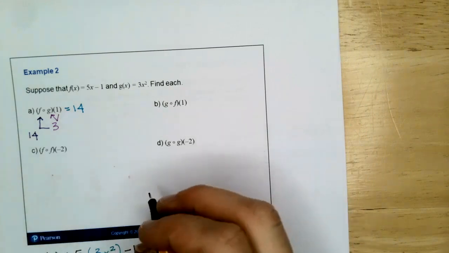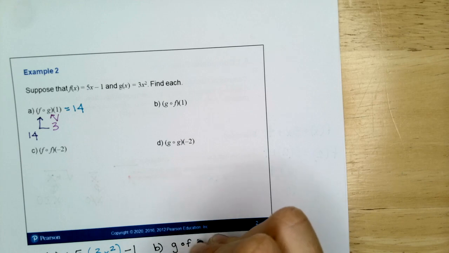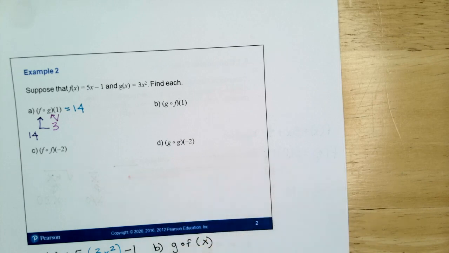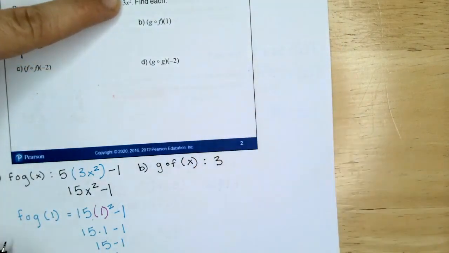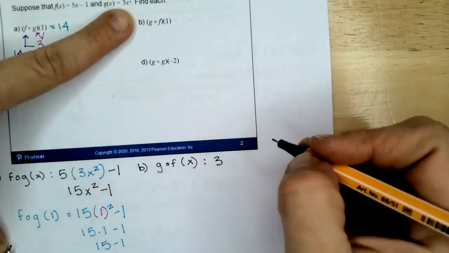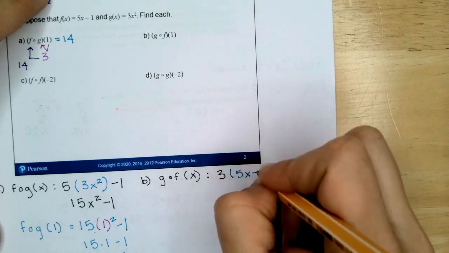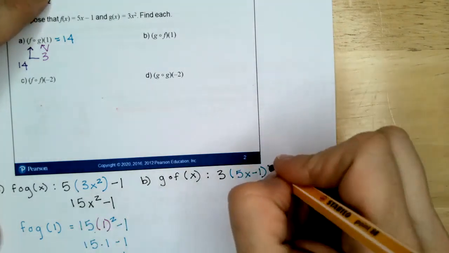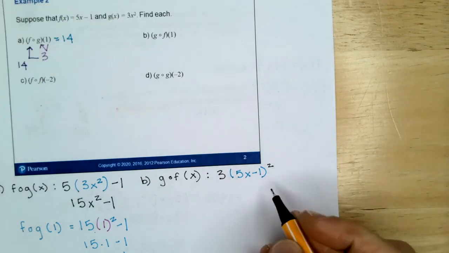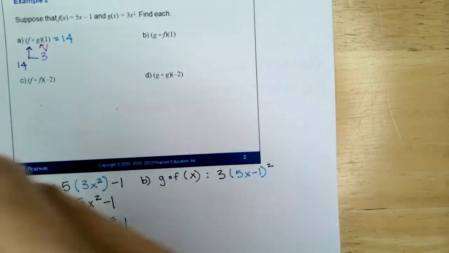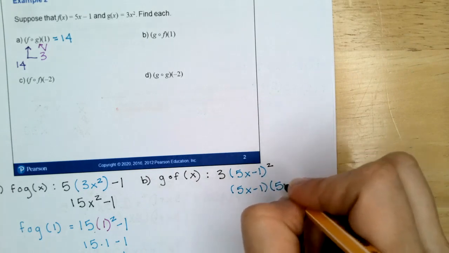B asks us g of f of 1, but I'm going to do this way first. G of f of x is, start with g, 3, but where x is, substitute in f of x. So 3 times 5x minus 1 squared. Good? 3x squared becomes 3 times 5x minus 1 squared, which is 5x minus 1 times 5x minus 1.